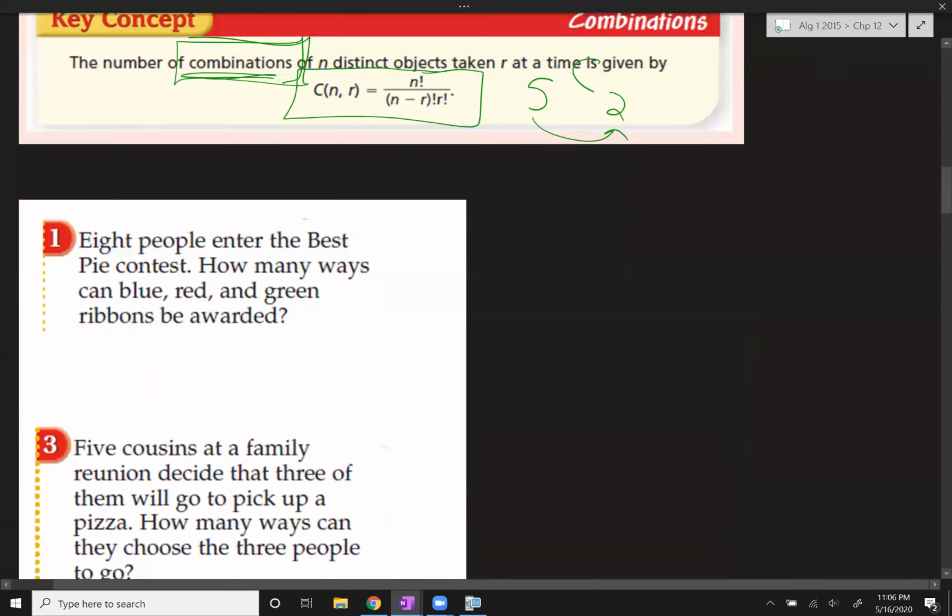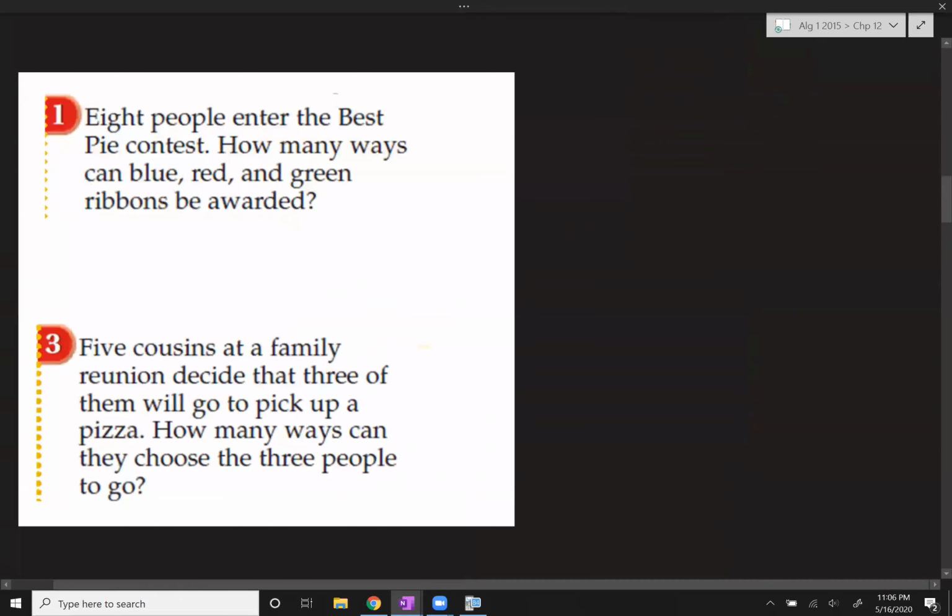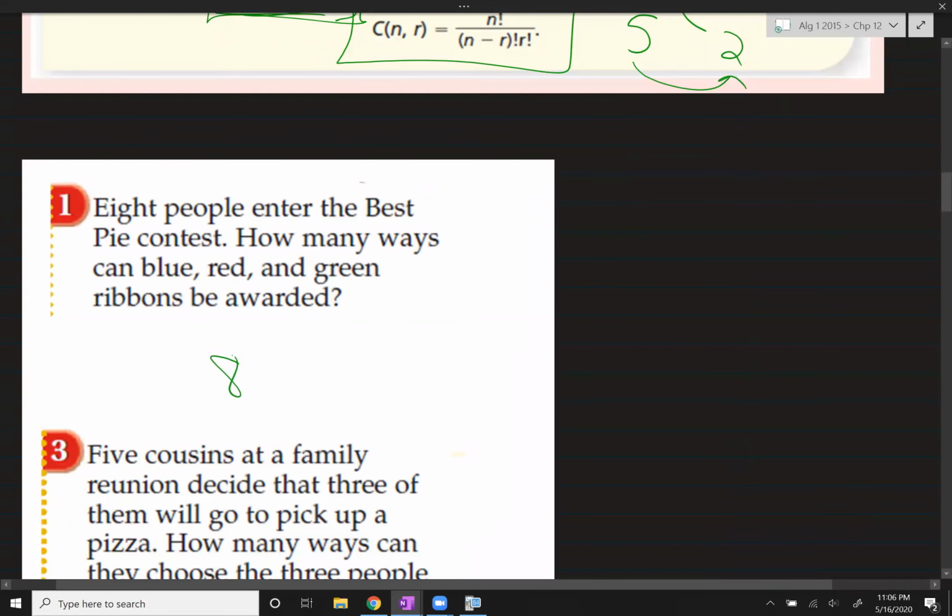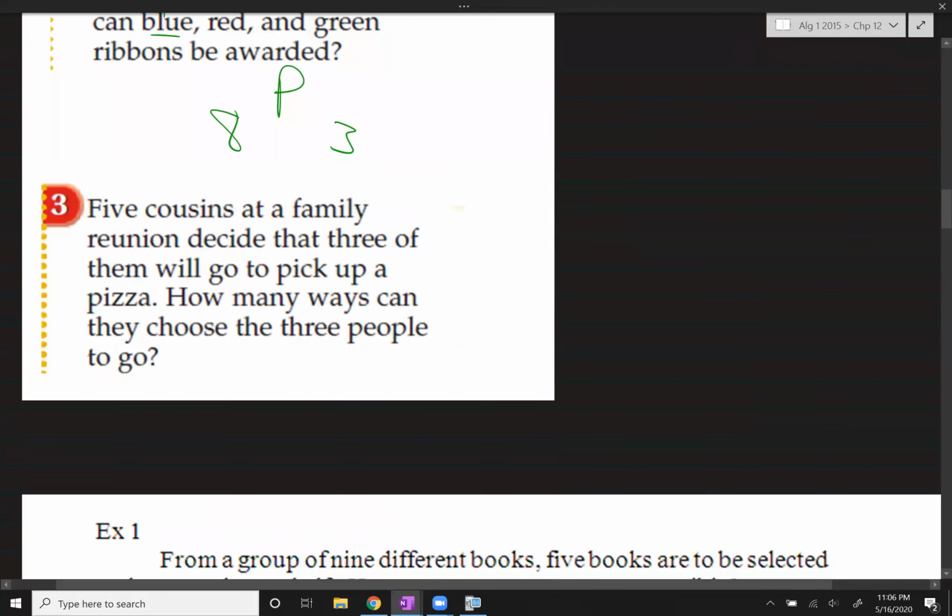All right, so let's get to some of these. 8 people enter the contest. 8, okay. The best pie contest, that sounds good. How many ways can blue, red, and green ribbons be awarded? Now keep in mind, blue ribbon means first place, red ribbon means second, and green means third. So in this case, the order matters, which means it should be a permutation. Okay, they're going to award the top 3. So it's 8 permutation of 3. You can go back to those calculator steps to get a number then.